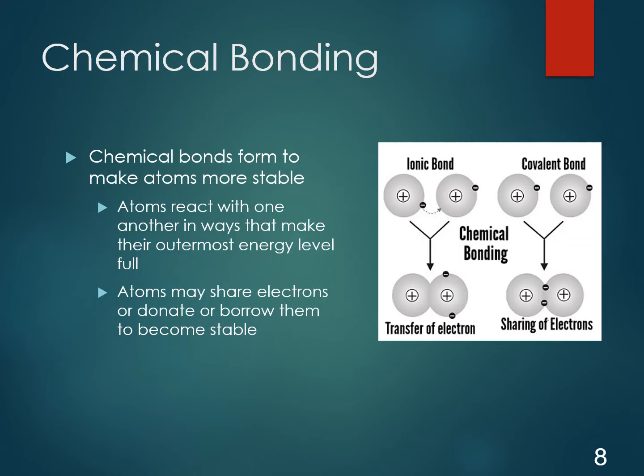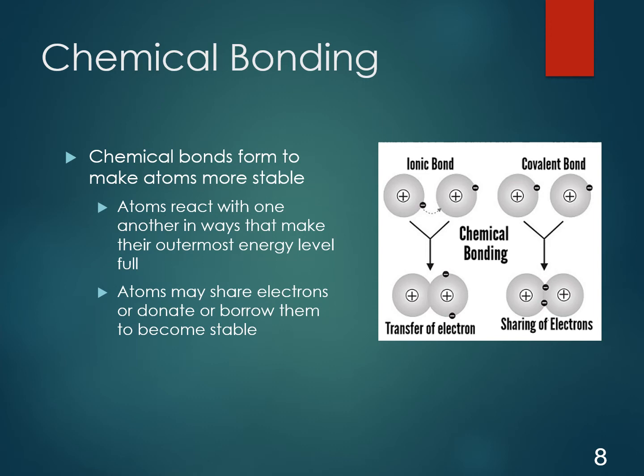An important thing to remember is that atoms want to be stable. And in order to be stable, that means that they have to have a full outermost energy level, or what we would call a valence shell. So they want a full valence shell. And so this is why atoms bond to one another, so that they can become more stable.